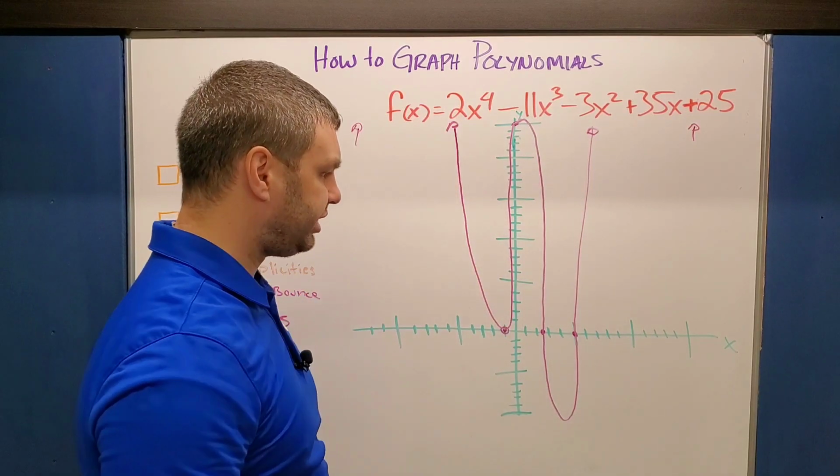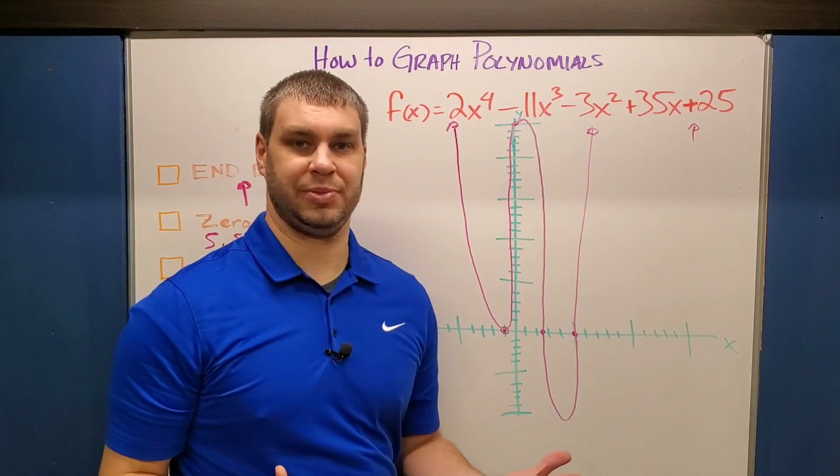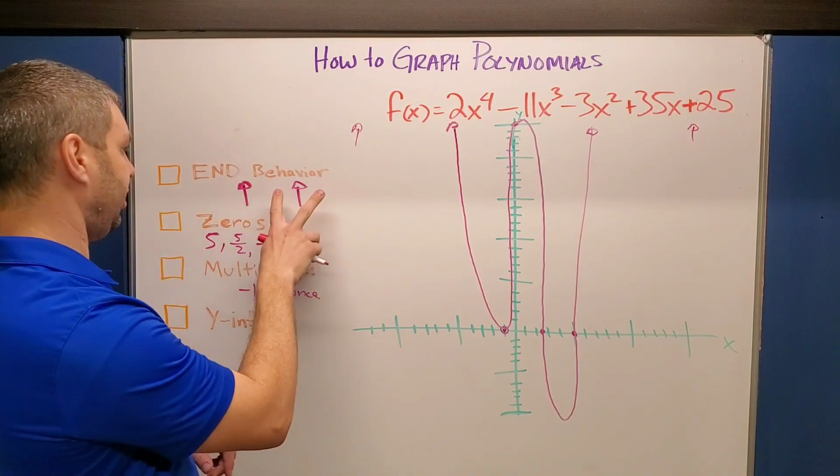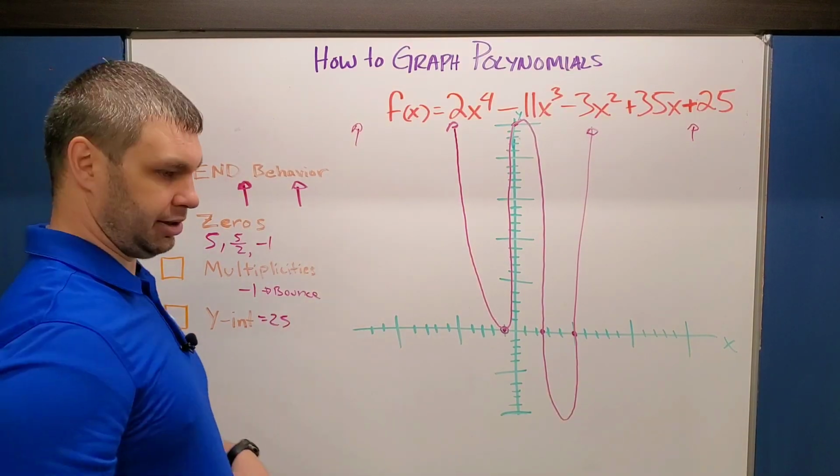So again, just a rough sketch of this polynomial, but that's where our zeros are, our end behavior, the multiplicities, and our y-intercept.